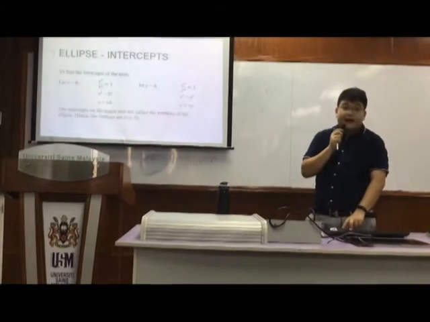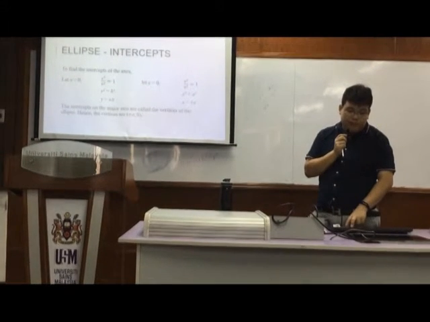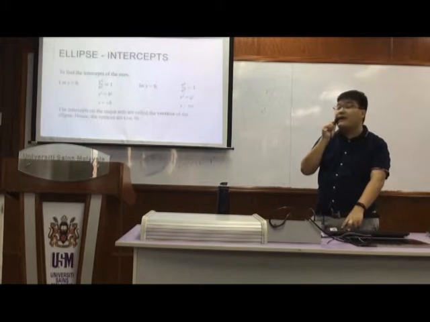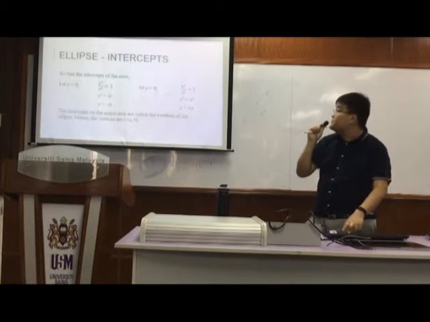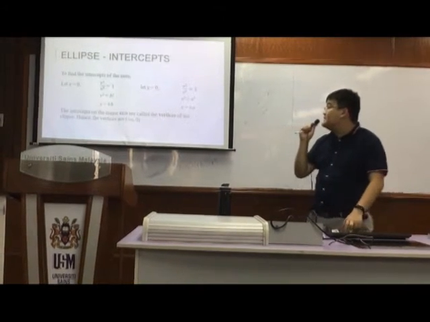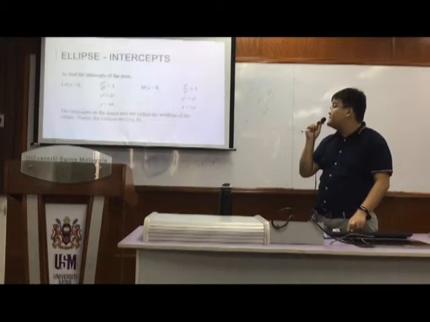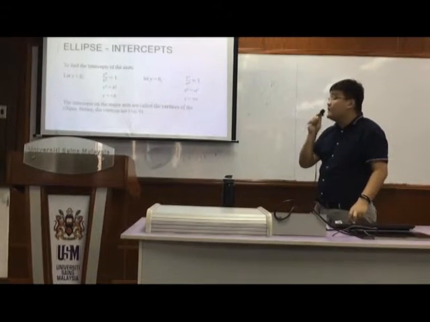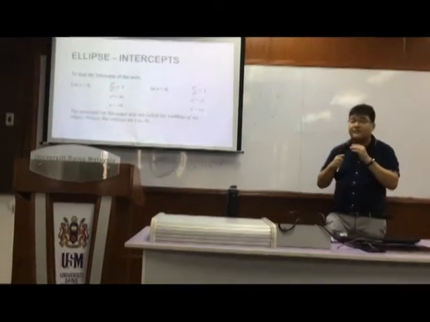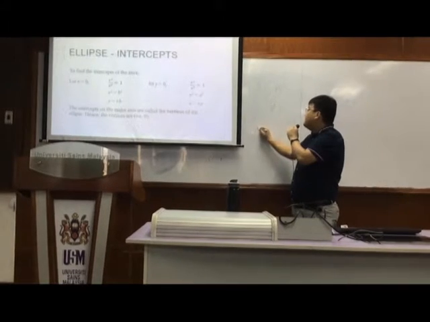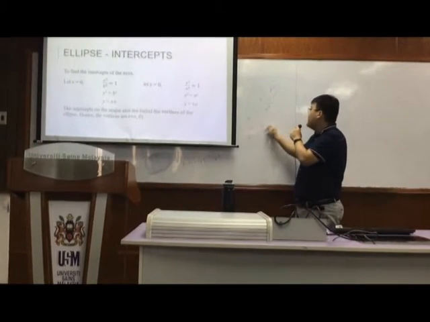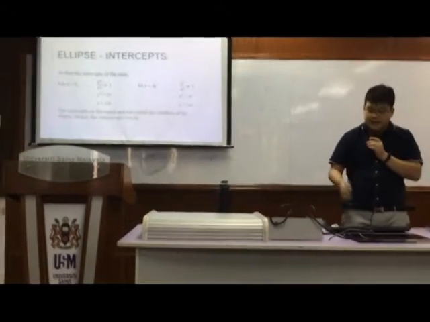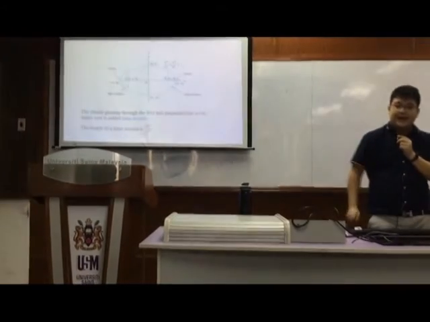To find the y-intercept, we let x equal 0. So we will get y equals plus minus b. Whereas to find the x-intercept, we let y equal 0. We get x equals plus minus a. So the intercepts on the major axis are called the vertices of the ellipse. Hence, the vertices of an ellipse with general equation x squared over a squared plus y squared over b squared equals 1 are plus a, minus a, 0.